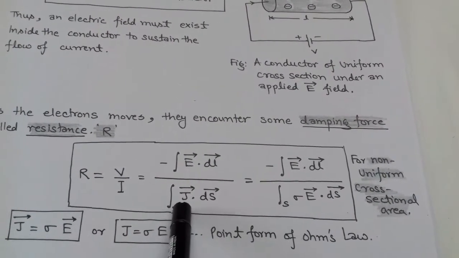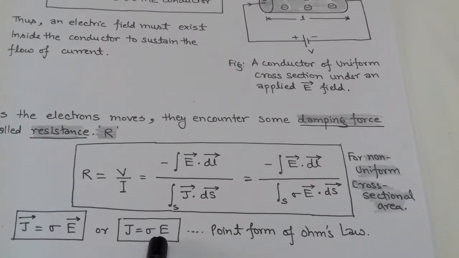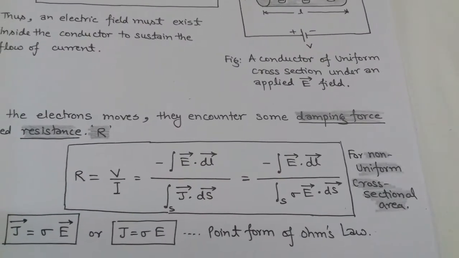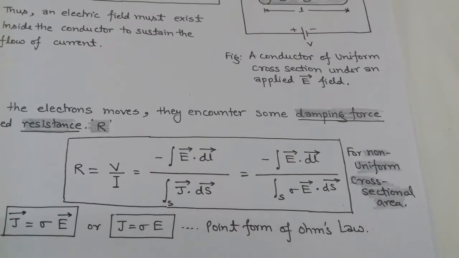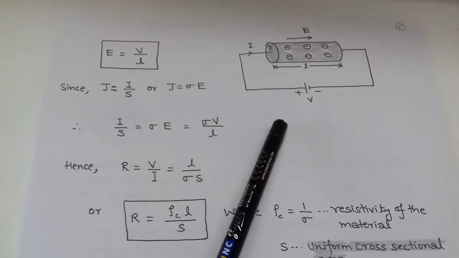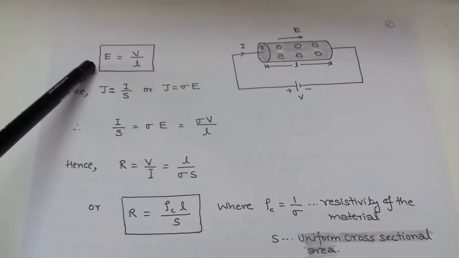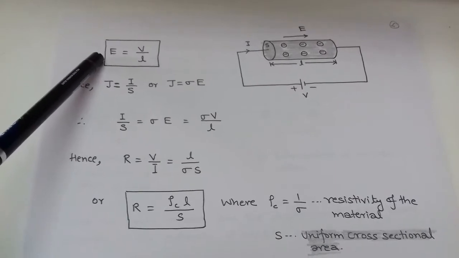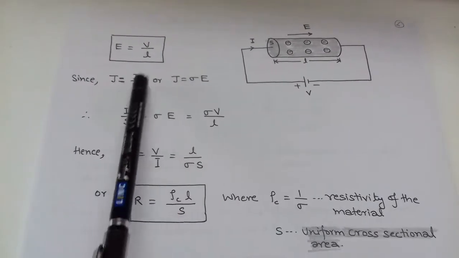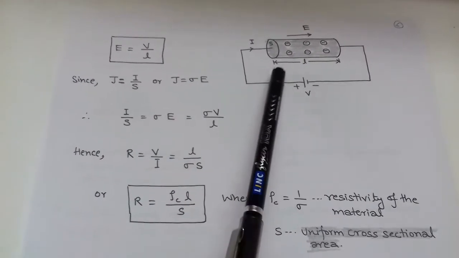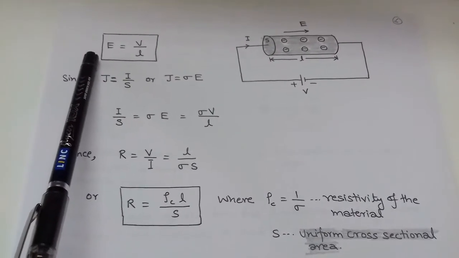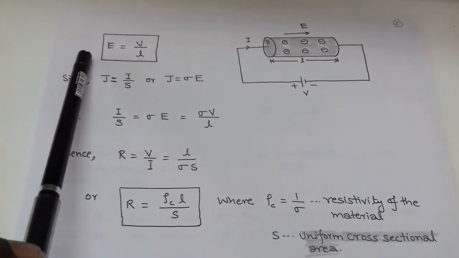Now we know that J equals sigma E. That is called the point form of Ohm's law. Now E, that is the electric field, due to this applied potential, is equal to V upon L, where L is the length of the conductor. So this is the magnitude part, that is E equals V by L.